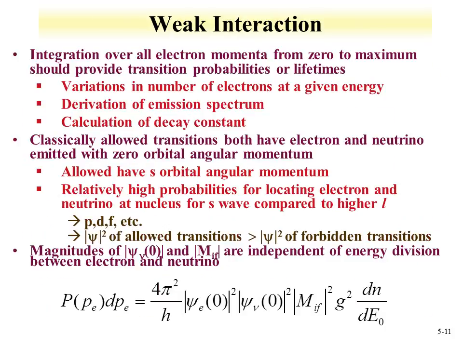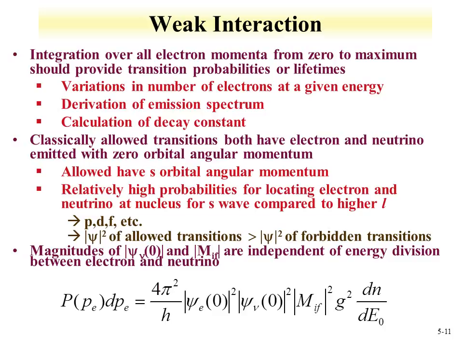Now, if I integrate this equation over all possible energies or momenta from 0 to the maximum, it should provide some probability or a lifetime. There are variations in the number of electrons at any given energy, and I can use this to derive the emission spectra. We'll see where that's not 100% true. And I can use this for a calculation of the decay constant.